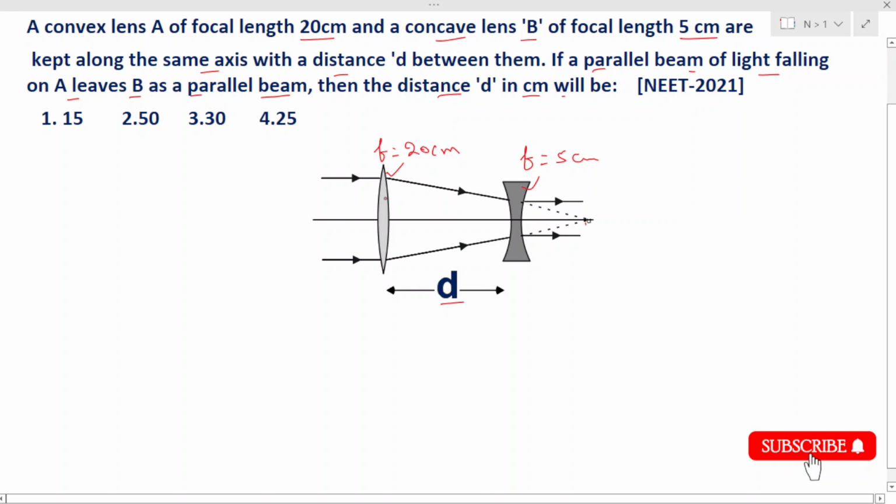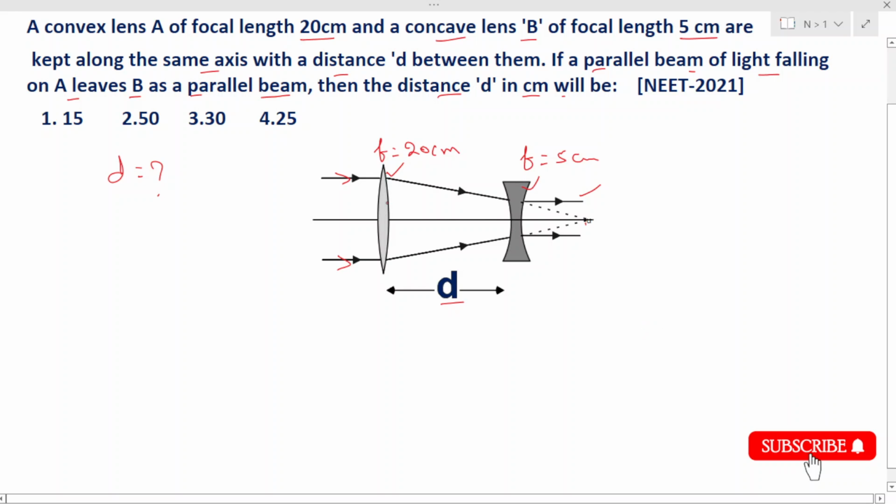Now what is he saying? He is saying that a parallel beam of light is falling on the convex lens. Now the condition is, for the emergent ray to be parallel, what is the distance? So you have to calculate the distance between the two lenses.